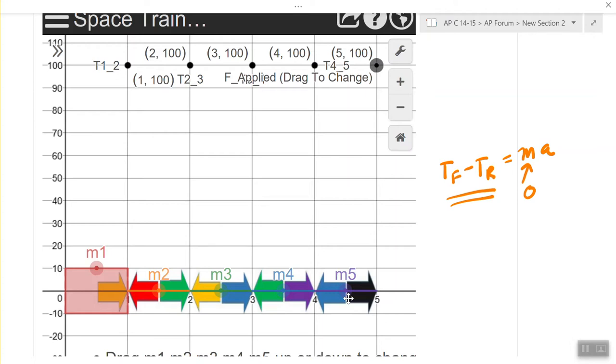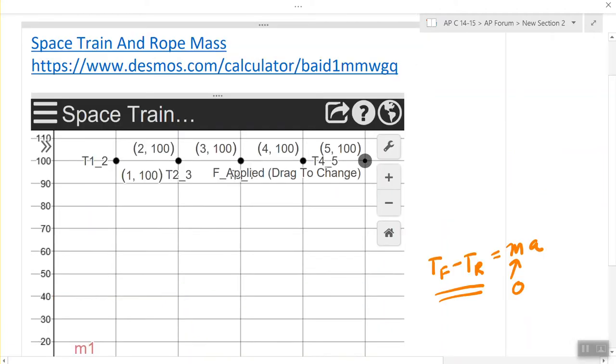So when we do most problems in physics classes, we assume the rope is massless, but it doesn't have to be. By the way, if you want to try this Desmos simulation yourself, you can go to this link, or I'll also link it in the description of the video.